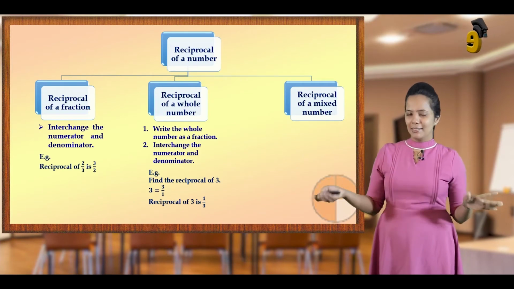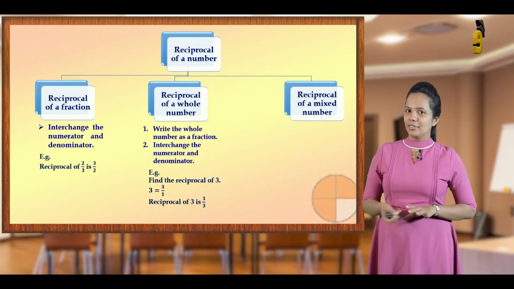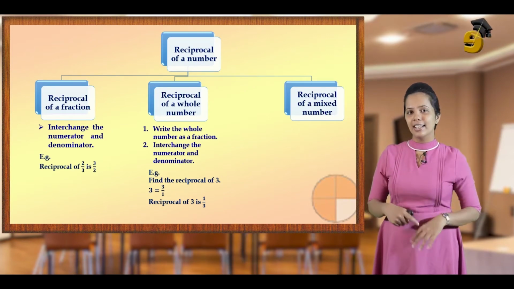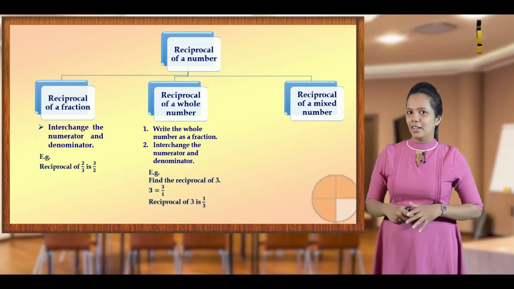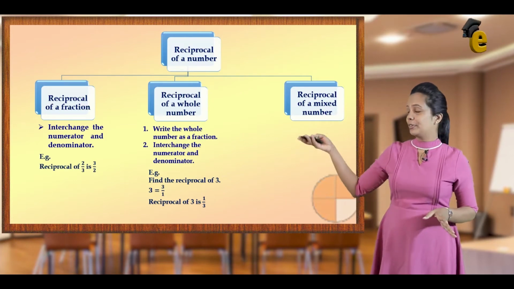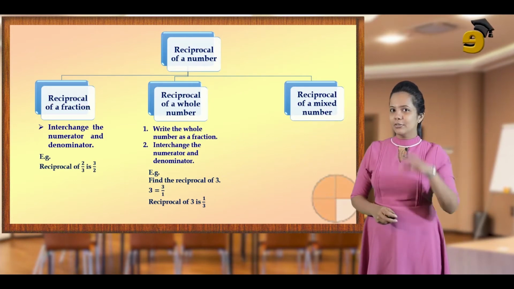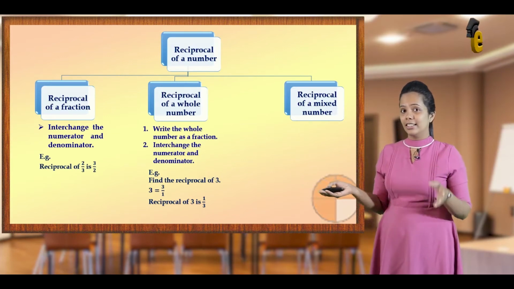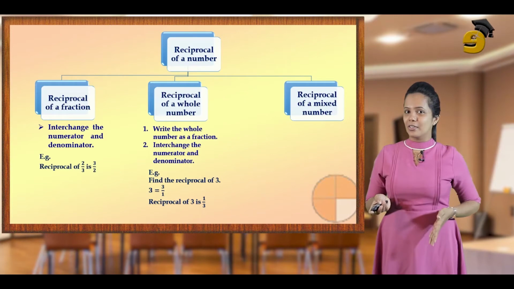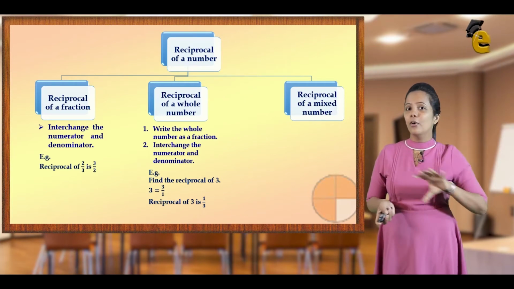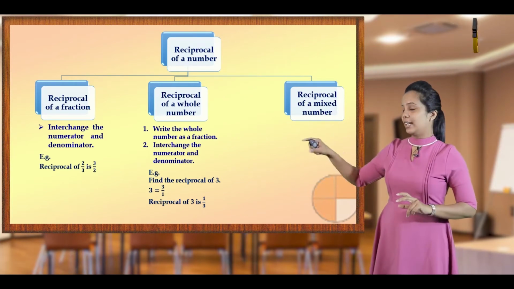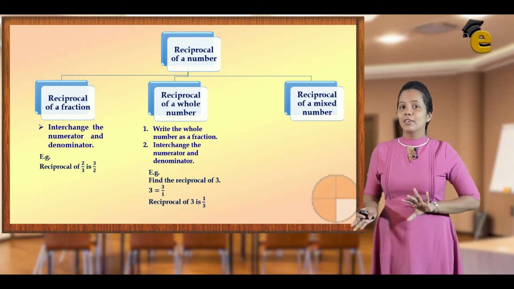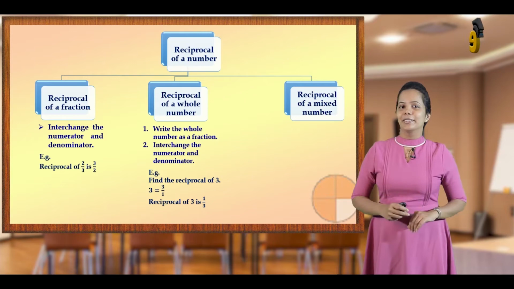Okay? Simply, if you have to find the reciprocal of a whole number, you always write it as 1/whole number. If you have to write the reciprocal of 3, it is 1/3. If you have to write the reciprocal of 10, it is 1/10. It is always 1/whole number. Okay. Then the final thing, that is writing the reciprocal of a mixed number.